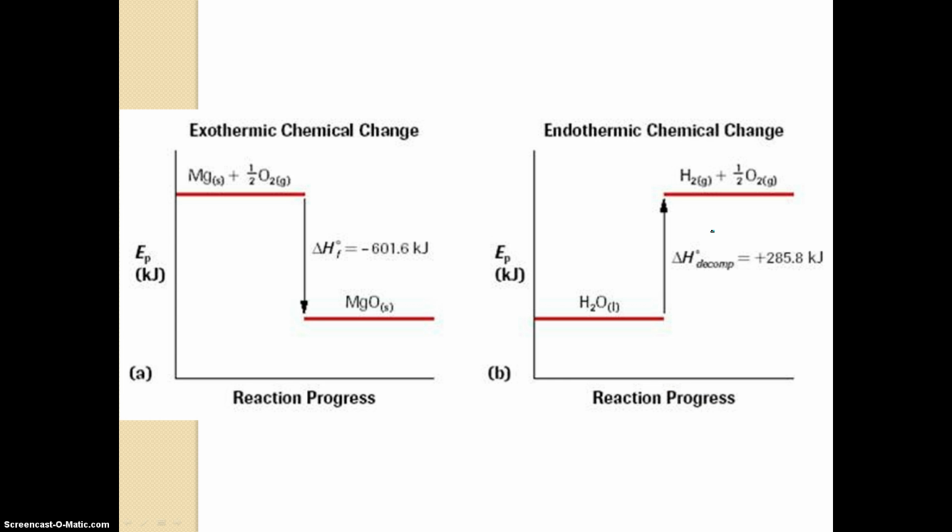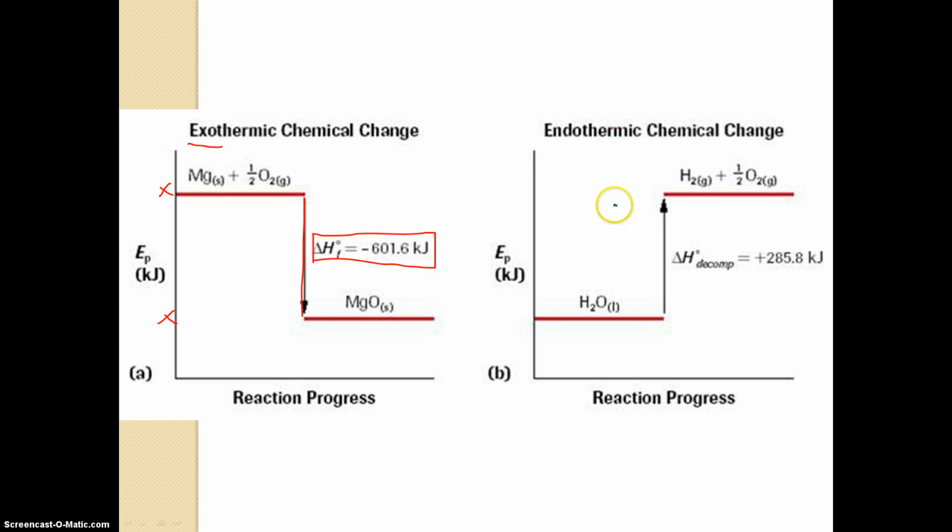So here's an example right out of your textbook. On the left side here we have an exothermic chemical change. So magnesium and oxygen, so this is an oxidation reaction. We start off at high energy. As the reaction proceeds, energy is being released. So specifically for the formation of magnesium oxide, we have negative 600 kilojoules of energy being released, and our final product is very stable. It's at a low energy. So the difference between these 2 points right here is negative 600 kilojoules.